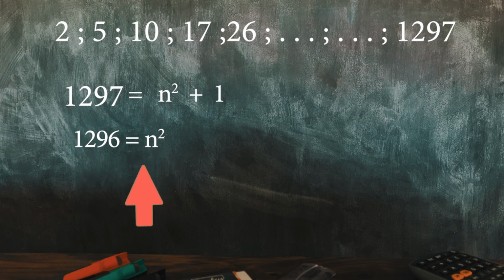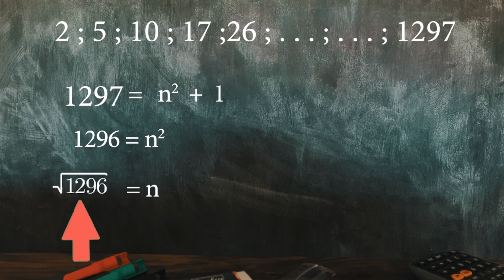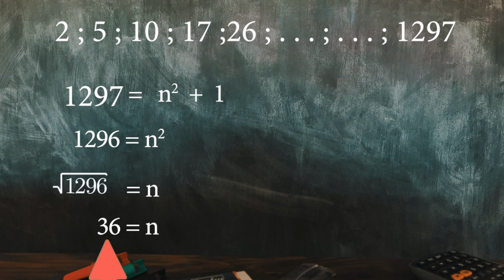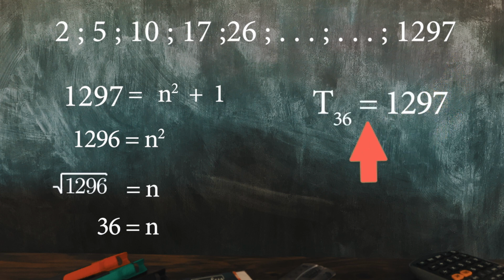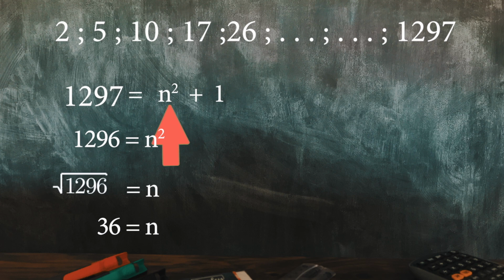Now we can simply get the square root of the 1296. And once we do that, we get an answer of 36, which is equal to n. So n is 36. And that means that 1297 is the 36th number in our sequence. So T36 is 1297. Now let's go and look at an example where n squared is not the only variable in the equation.